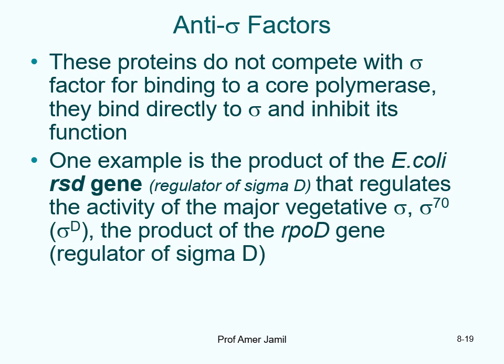And those sigma factors are controlled by some other small proteins, and those are called anti-sigma factors. These proteins do not compete with sigma factor for binding to a core polymerase, but they bind directly to the sigma and inhibit its function. One such example is a product of the E. coli RSD gene, which is the regulator of sigma D, that regulates the activity of the major vegetative sigma 70, the product of the RPOD gene.